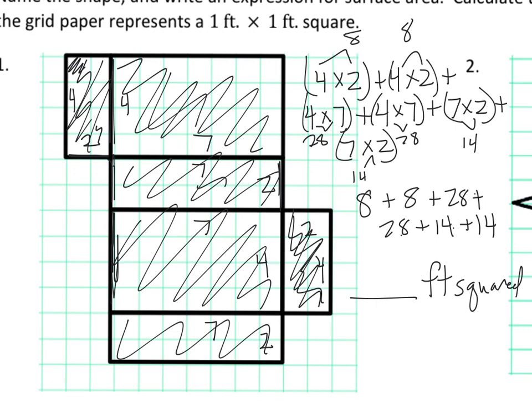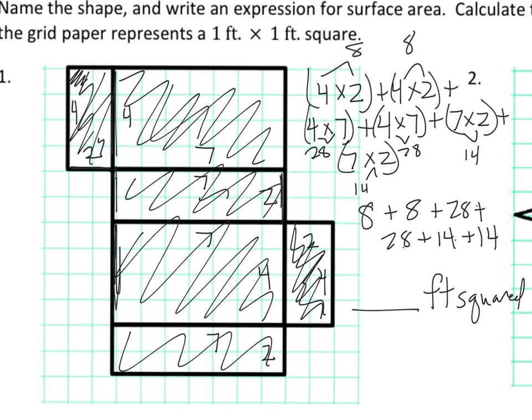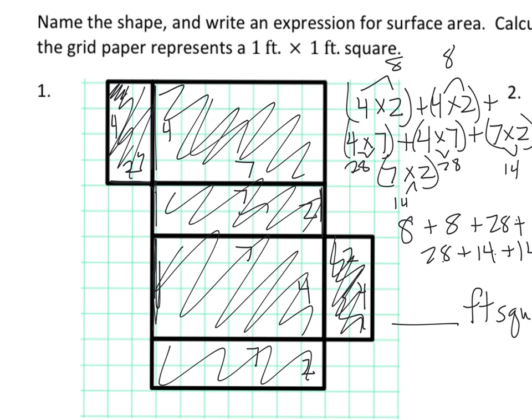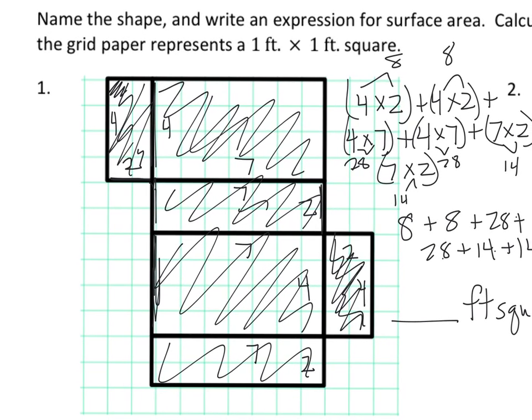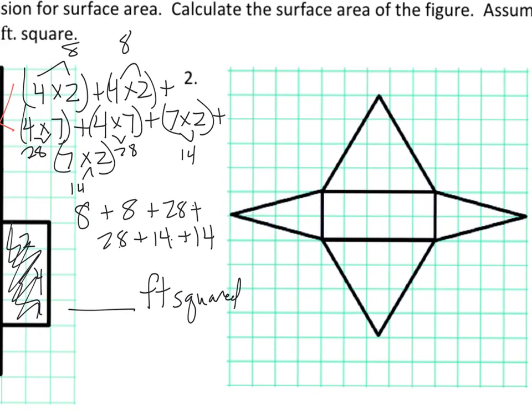And then I also have to name this shape, and I know it's a prism because I don't have any triangles meeting at a vertex. So it's a prism, and I have a rectangle there, so it's going to be a rectangular prism. That's the name of my shape. And then my expression is right in here, and I started solving it out, but I didn't quite finish it.